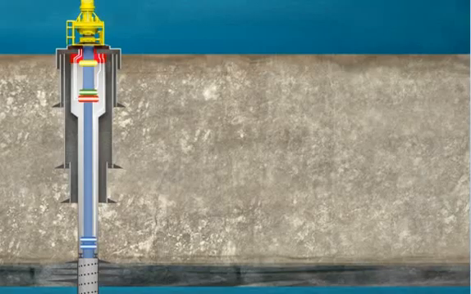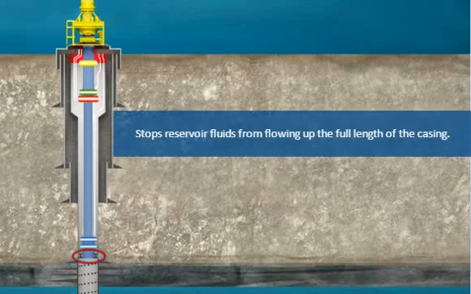The production packer isolates the annulus between the tubing and the inner casing at the foot of the well. This is to stop reservoir fluids from flowing up the full length of the casing. It is generally placed close to the foot of the tubing, just above the production zone.